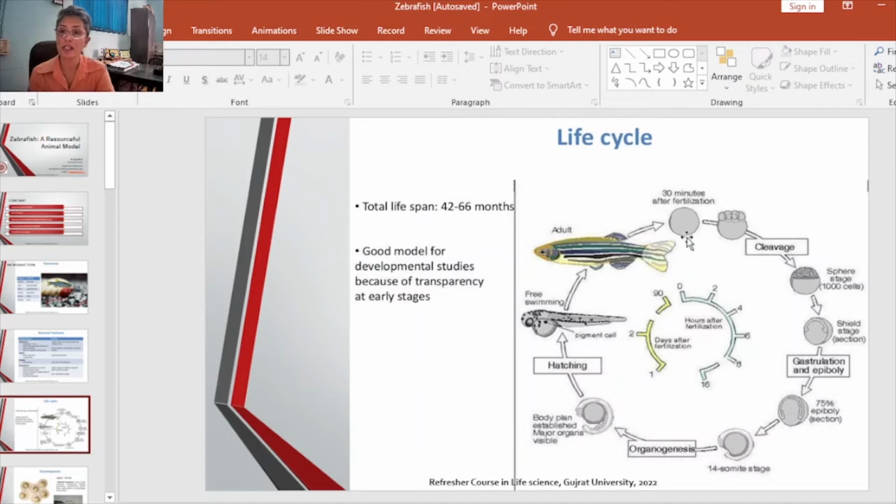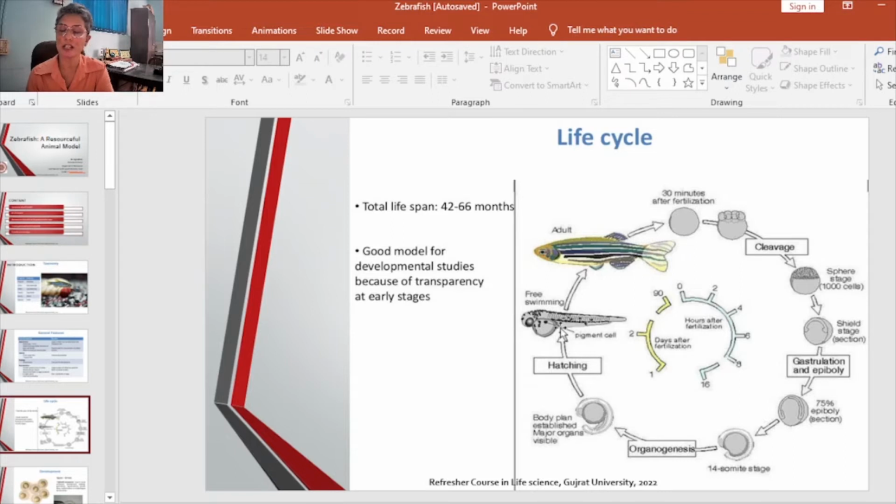This slide shows the life cycle of the zebrafish. The zebrafish has a larval form, and the larval form is transparent. Here you can see after fertilization the 4 cell stage and 8 cell stage, then cleavage starts, and within 4 to 6 hours it becomes the sphere stage, and gastrulation and epiboly we can visualize under the microscope. After that organogenesis starts and hatching takes place.